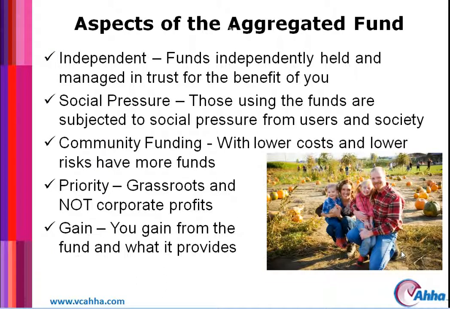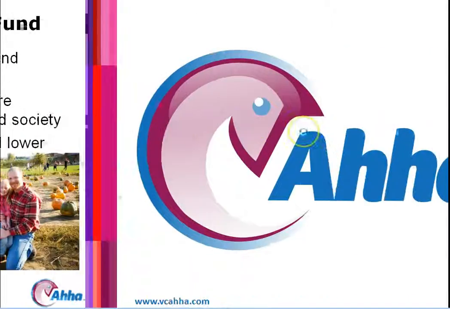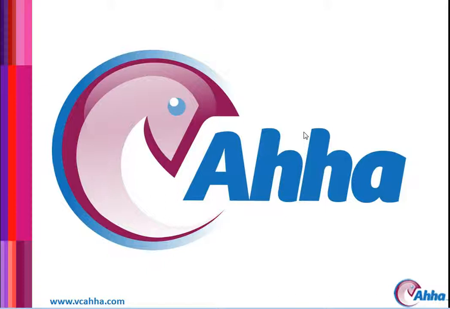By doing the right thing, we have more funds, lower costs, you gain. That social pressure leads into the lowering of the risk and having more funds, as we've talked about before. Remember that the priority is to put money into grassroots and not into corporate profits. And remember, you're gaining from the fund and what it provides. So it's entirely up to you and your choice as to what you want to do. Thank you.